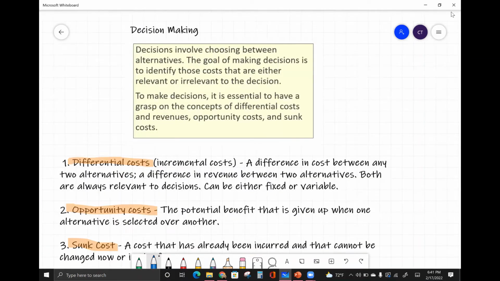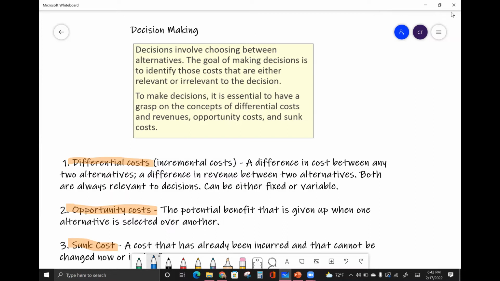Okay, decision making. So we have decisions involving choosing between alternatives. Sometimes you'll have to look at what your goal is, and decide, am I going to do this alternative or this alternative? It's just talking about comparing those costs. Are they relevant? Are they irrelevant? If I'm going down this path and I need to bring in all these costs to make decisions, I don't want to be looking at things that are not relevant, right? Because we don't have time for that.